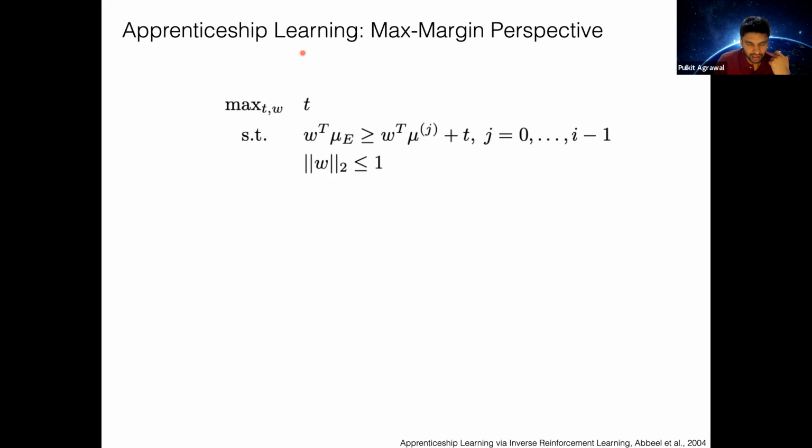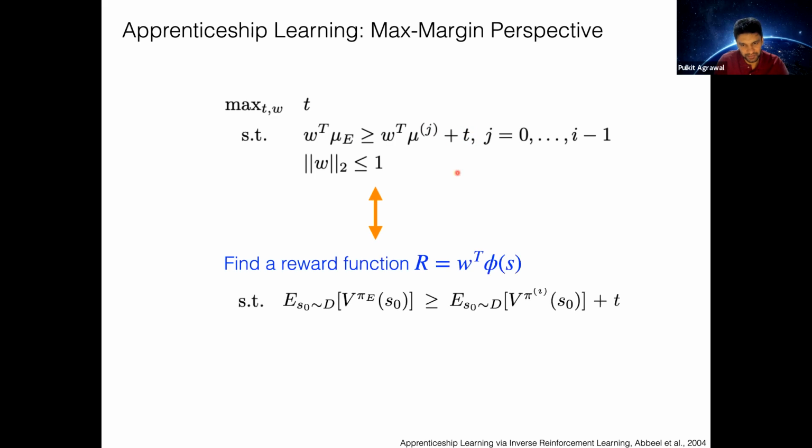Some people think of this interpretation as a max margin perspective, where I'm trying to say that the reward of my expert policies is larger than the reward of my current policies by a margin of t. It is equivalent to saying, find a reward function R so that the margin between the expert and the current policy is at least t.